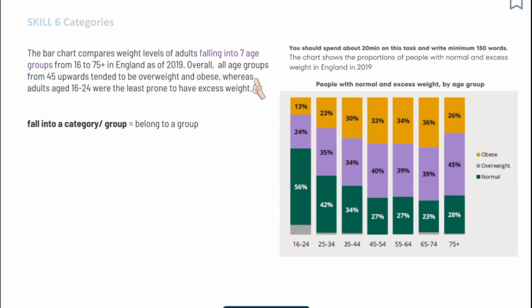As I was paraphrasing the topic, I have used this phrase here. So the bar chart compares weight levels of adults falling into 7 age groups. Fall into a category or a group means belong to a group. And this is a target vocabulary for this lesson. Yeah, the skill dealing with categories and groups.